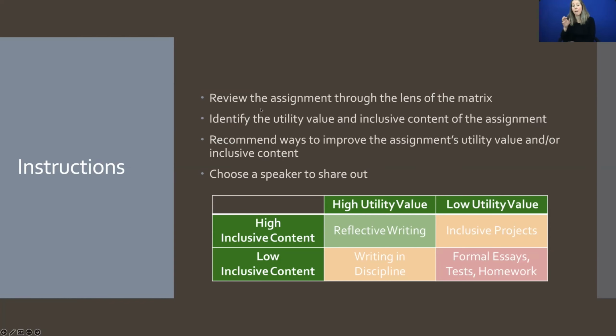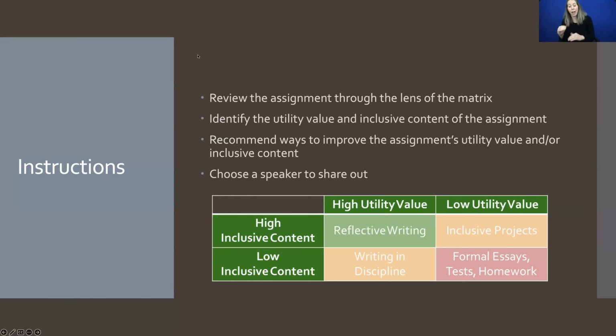So you're going to take a look at those, and then you're going to determine, does this assignment have high inclusive content or low inclusive content? Does it have high utility value or low utility value? And then if you determine that it's low in one or both of those areas, what are some ways that this assignment could be improved so that it does have high inclusive content and/or high utility value?